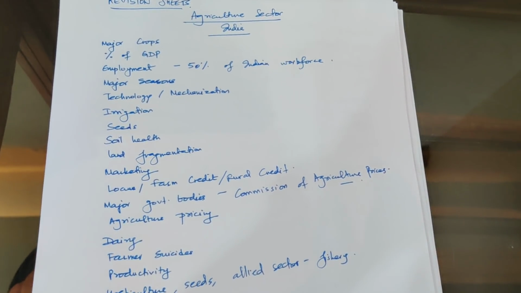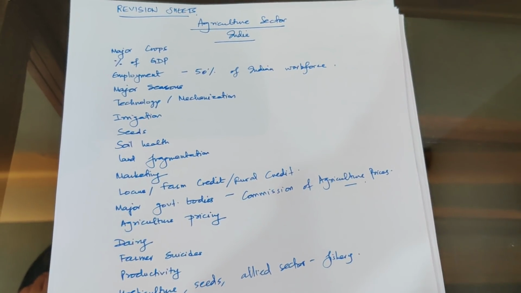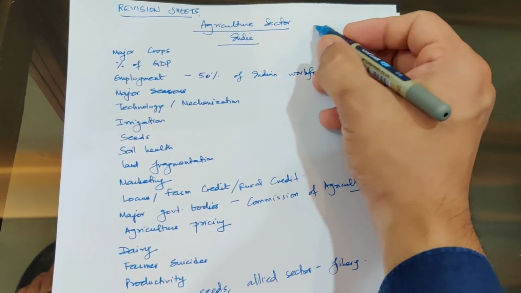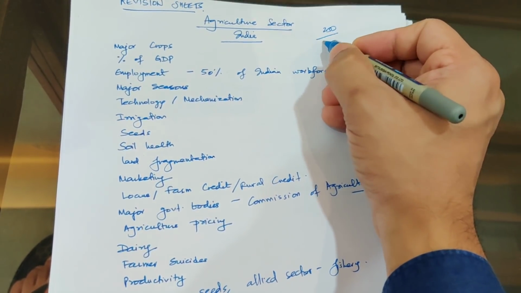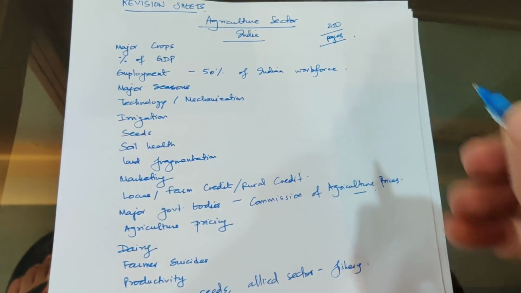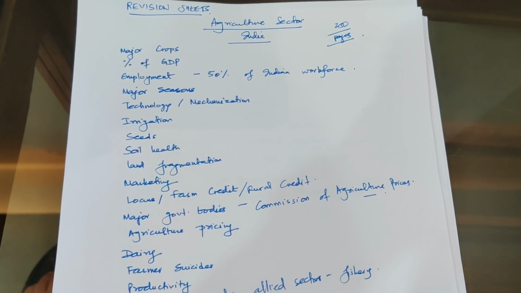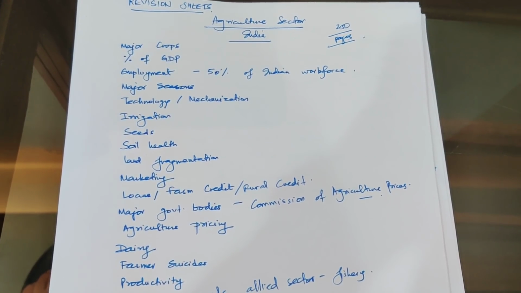I'm going to post my polity notes in the description. Look at those polity notes. There are 250 pages, and they have a summary of D.D. Basu and also Lakshmikant. They're great notes, I feel. So if you guys want, you can download them and use them for your studies.